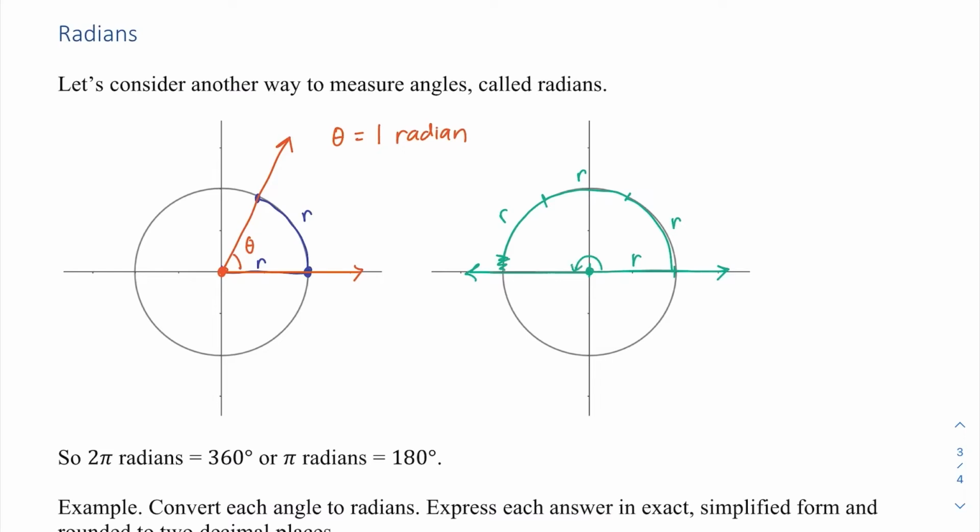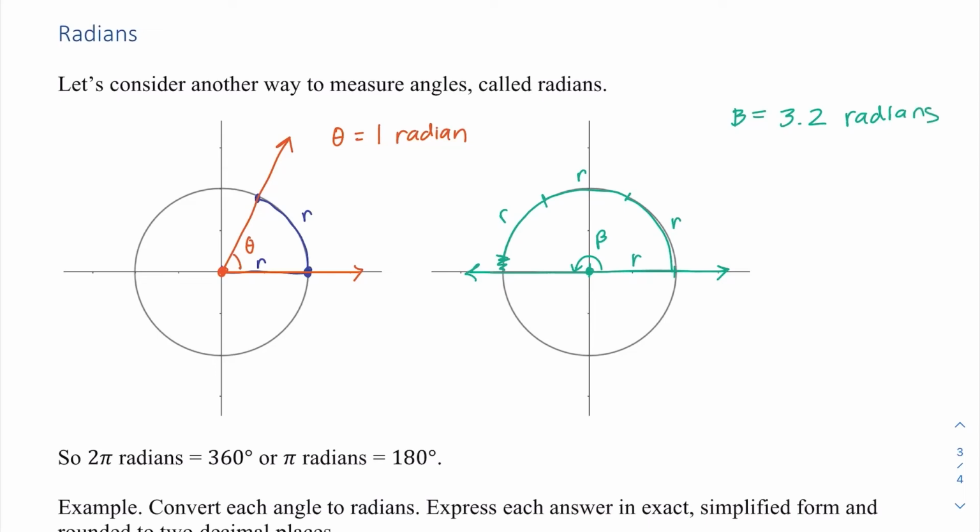This angle, let's call it beta, and we'll say beta has a measurement. Well, how many radii can I fit in there? I walk 1 radius length, a second radius length, a third radius length, plus a little bit more. So I'm going to guess that that's maybe about 3.2 radians.